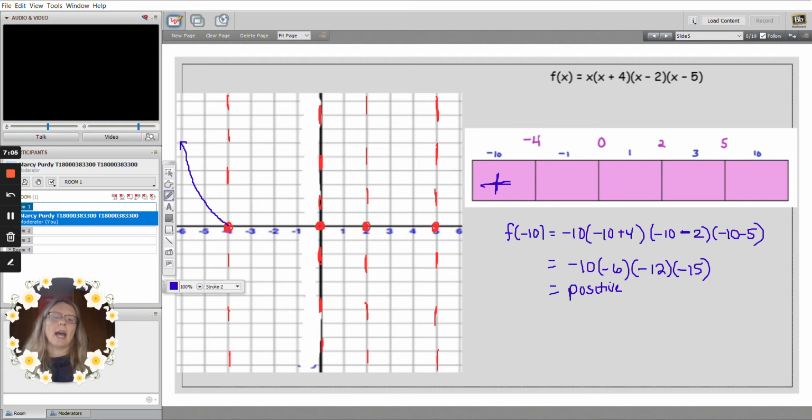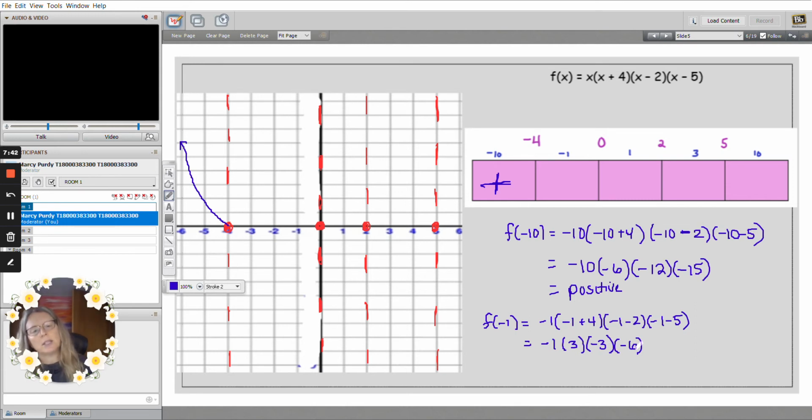Then when we look at -4 to 0, this interval right here, we pick a number and we plug it in. So I'm plugging in -1. So when we do f of -1, what we have is -1 times -1 plus 4 times -1 minus 2 times -1 minus 5. So again, I'm checking to see, does that give me a positive or a negative result? If you simplify it a little bit, it's probably easier to see: -1 times 3 times -3 times -6. I have a negative times a positive times a negative times a negative. So that is going to be negative.